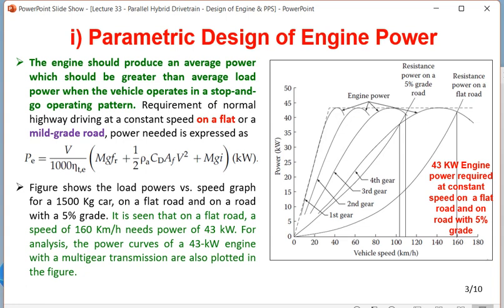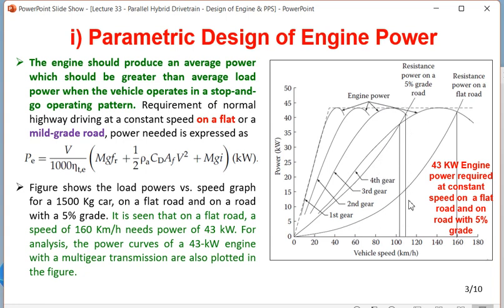And then resistance power on a 5% grade, and resistance power on a flat road, these are shown by this exponential type of increasing graph. And at any time, if you are just taking the vertical projection, let's say we are taking the vertical projection here, somewhere around here.